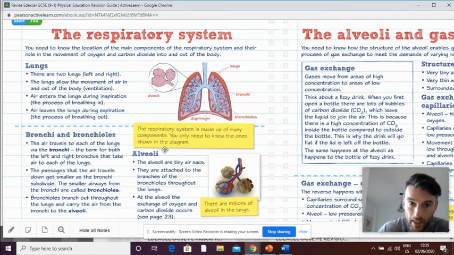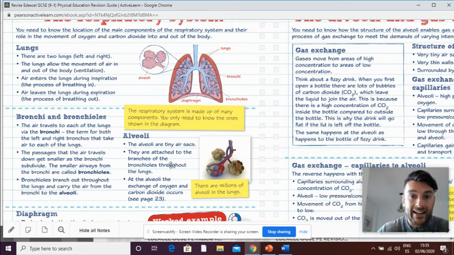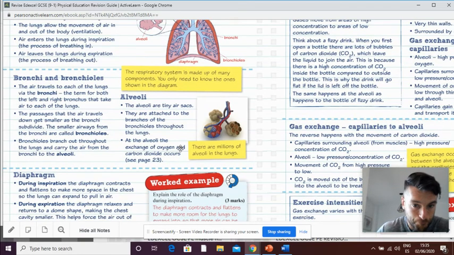Now, the alveoli. The alveoli are tiny sacs of air. They are attached to the branches of the bronchioles throughout the lungs. At the alveoli, the exchange of oxygen and carbon dioxide takes place, which we'll look at in a second. Your lungs contain millions of these alveoli. These are literally the spaces where oxygen is grabbed from the lungs to be taken in and where carbon dioxide can escape to then be breathed out.